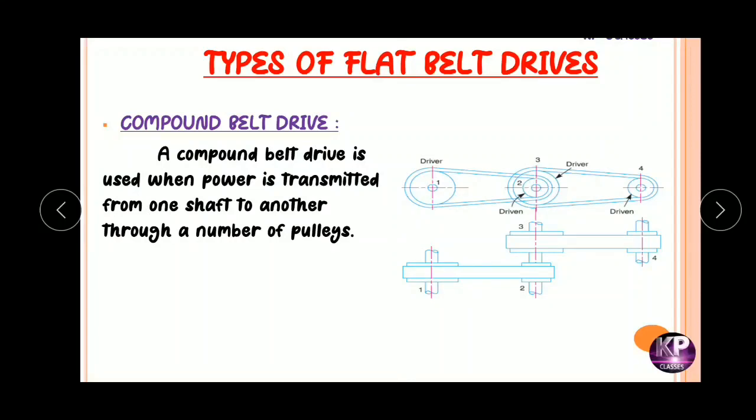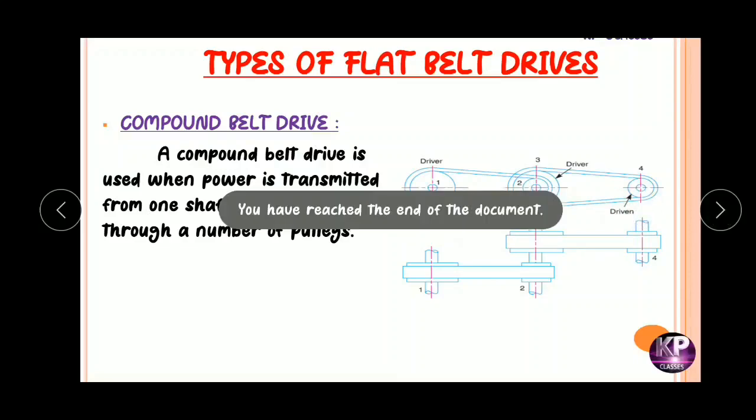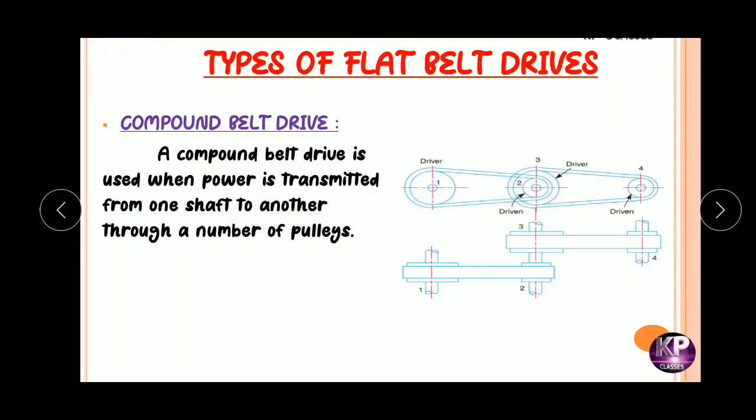A compound belt drive is used when power is transmitted from one shaft to another through a number of pulleys. After pulley number 4, another set of pulley 5 and pulley 6 can also be arranged. Here power is transmitted from the first pulley to the fourth pulley in this manner. Hope you understood this topic.